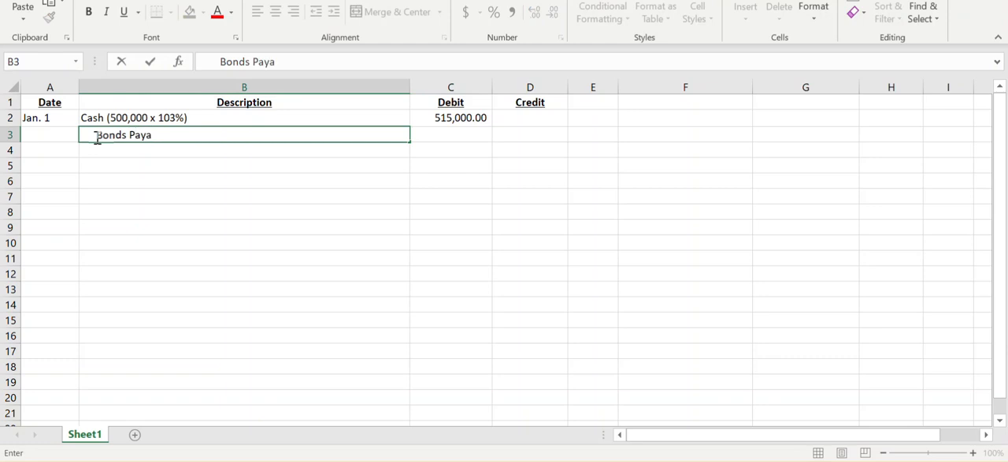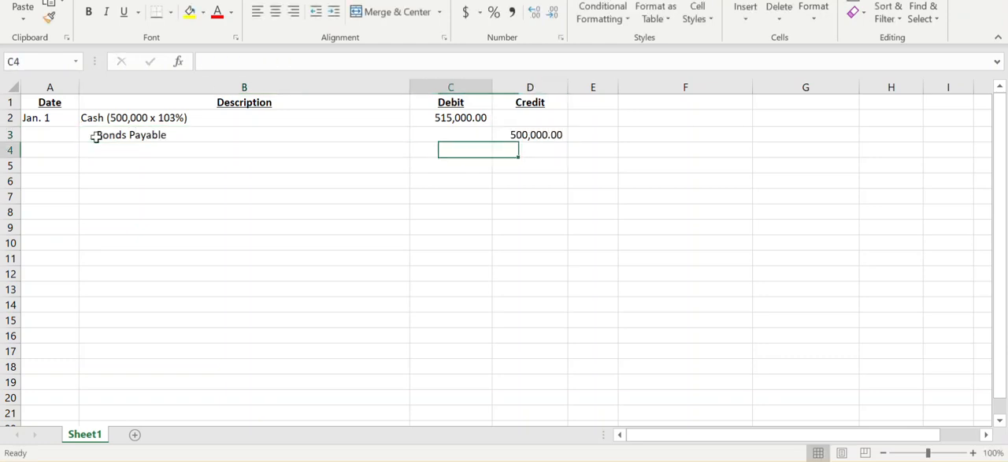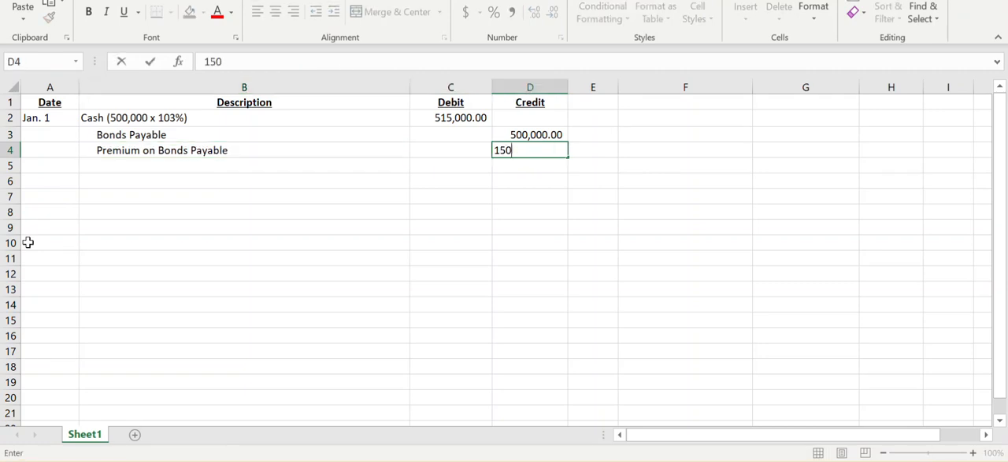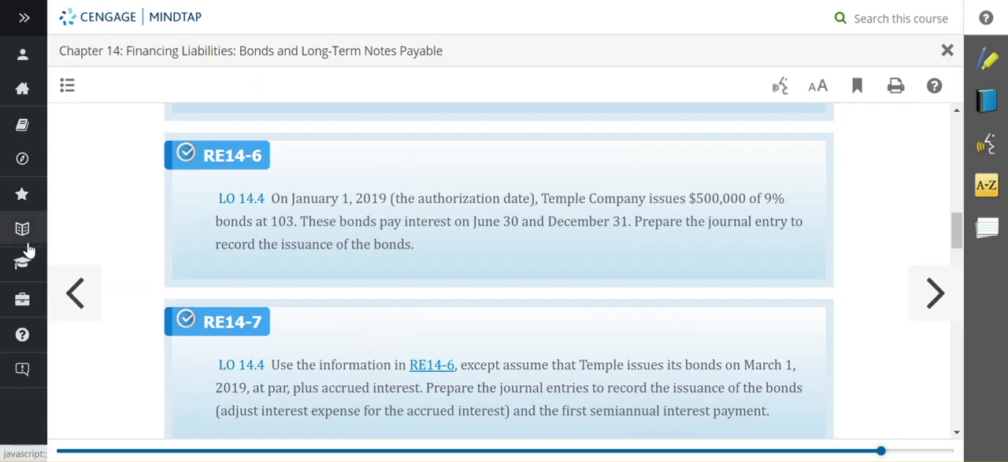Remember, your bonds payable still can only go on for the face value, so it still goes on at 500,000, which means in this case, we have a premium on bonds payable for the 15,000. It can say that it's at 98% or 97%. That would indicate a discount because it's selling for 97% of the face value, so less than that face value.